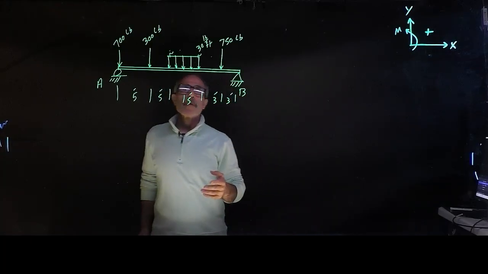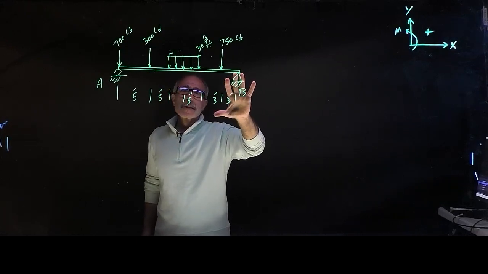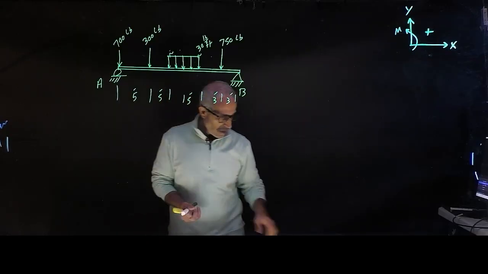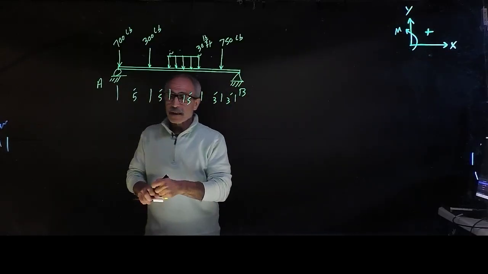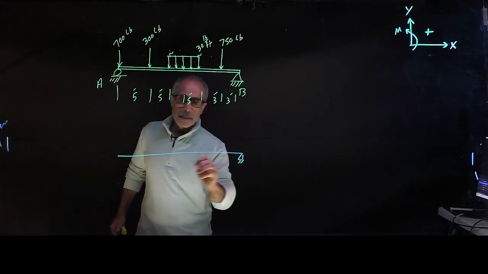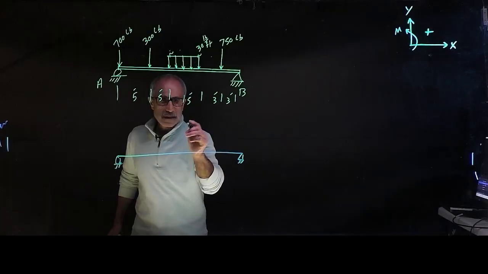Okay, we got this problem here. We want to know what the resultant force for this whole thing is, and where it is located. What does resultant force really mean? If I take this whole beam right here, I can replace it with one force. I don't know where it's going to be. Let's say it's going to be right here.